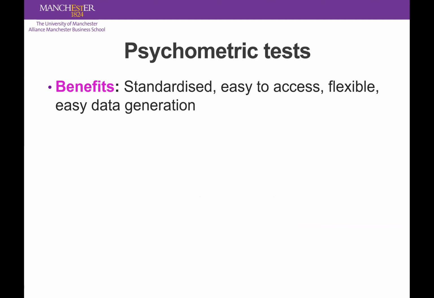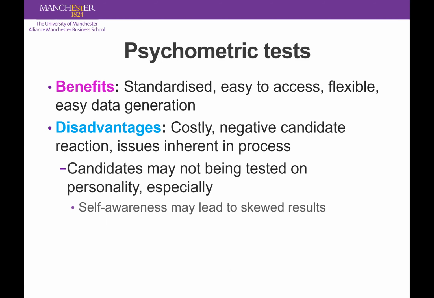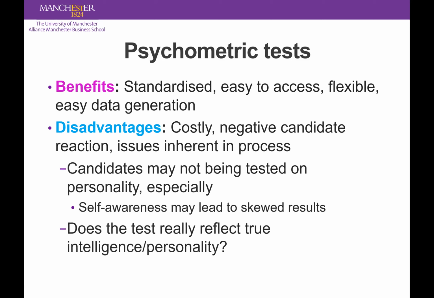There are some positives and some drawbacks for the psychometric test. The benefits include that it is quite standardized and easy to access, quite flexible, and also easy to generate the data and make a comparison. The disadvantages could be that it might be quite costly if you need to get the license, to buy the license to do the test. And it may also cause a negative candidate reaction. They feel annoyed and unhappy to work on the test.